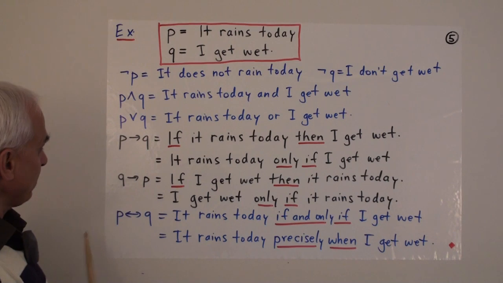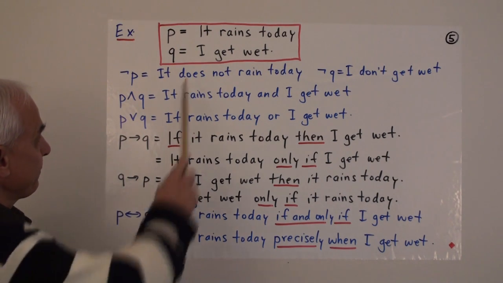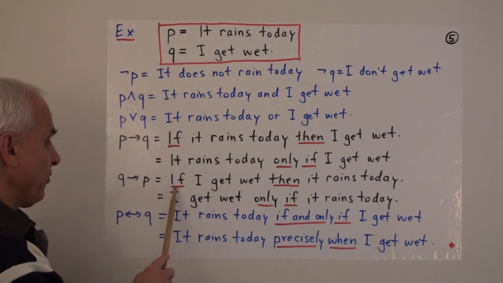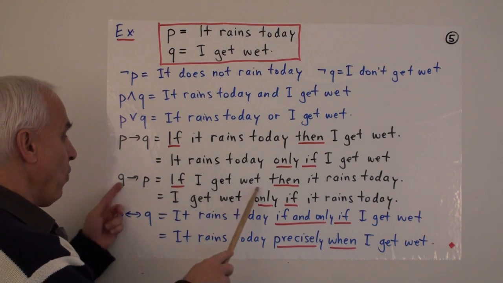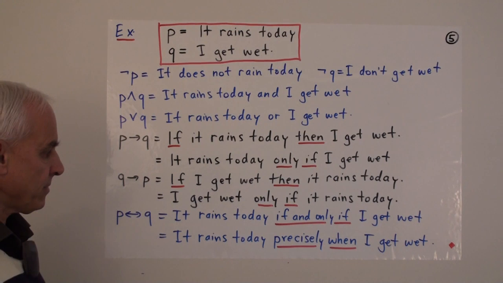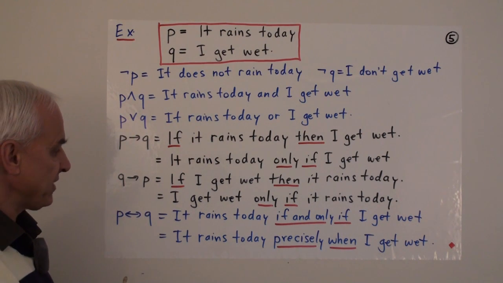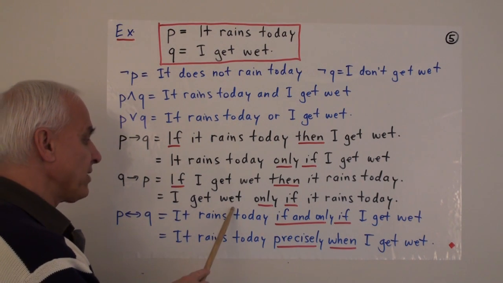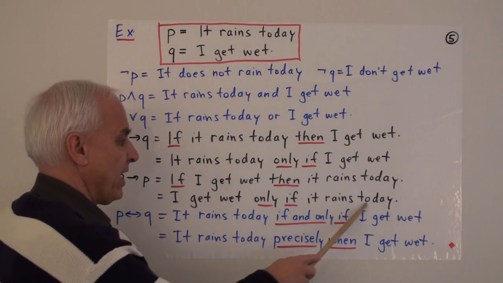Okay, what about the other way around? Q implies P. Well, we interchange things. So you would read that as, if I get wet, then it rains today. And another way of saying that is, I get wet only if it rains today.